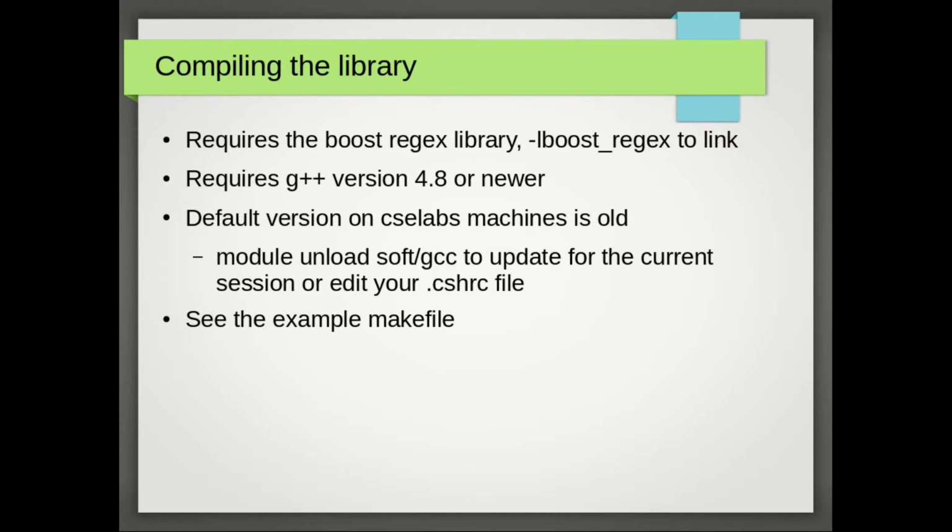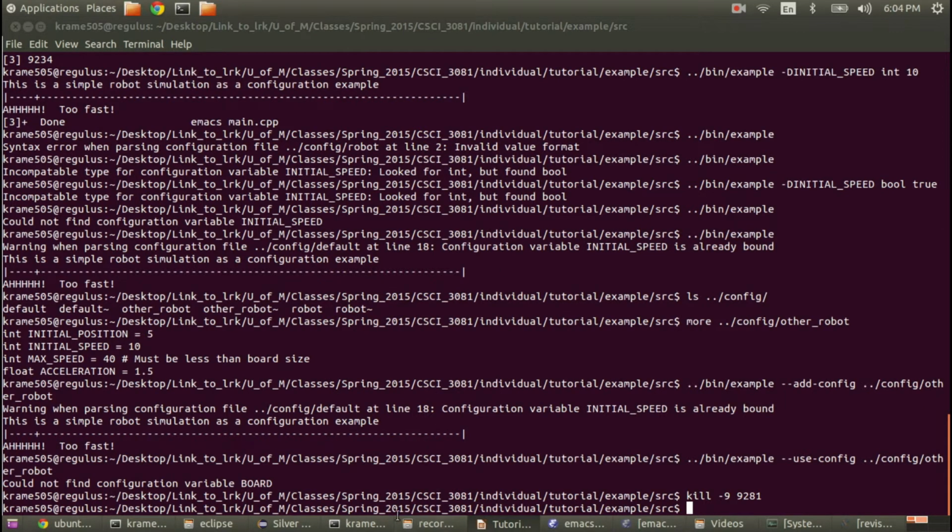Take out the part where it says soft/gcc. That's basically left over from a rather outdated setup they had on those computers, and they haven't gotten around to deleting it yet, so you can just go ahead and do that, and it'll use the more updated version automatically. And so the makefile should report that.